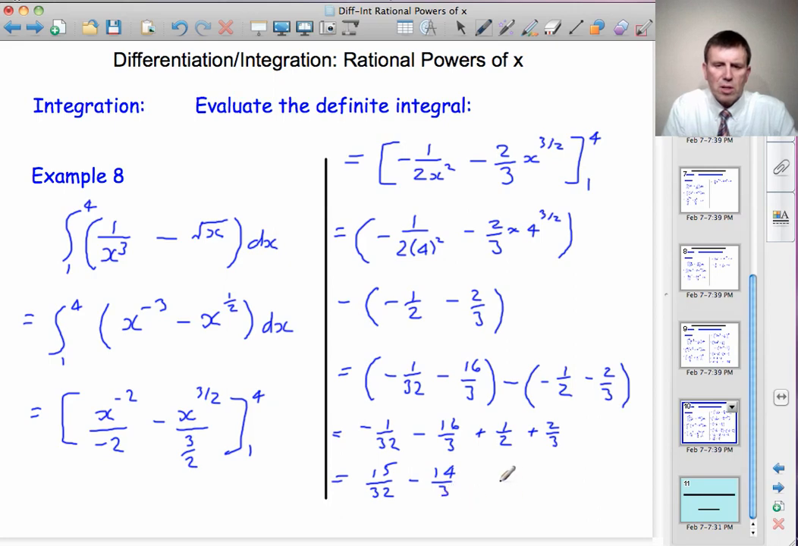Now we need to put this on a common denominator of 96, and if we do that on a calculator, the answer comes to minus 4 and 19 96ths. Questions often ask for the exact answer, and so there's no need to go into decimals. We can give it as a mixed number like that.